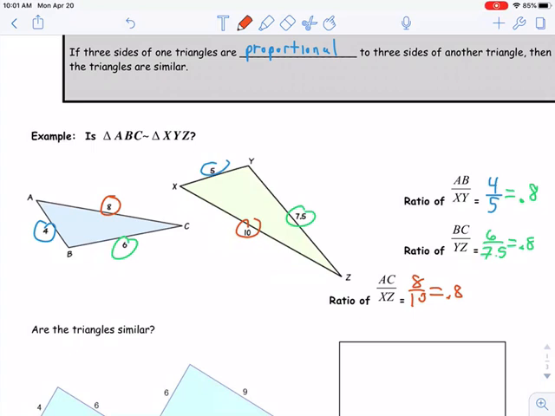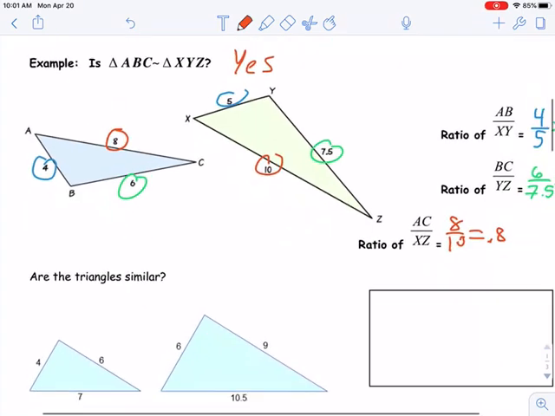So notice how all side lengths are proportional. We have a scale factor of 0.8. So are they similar? The answer is yes.